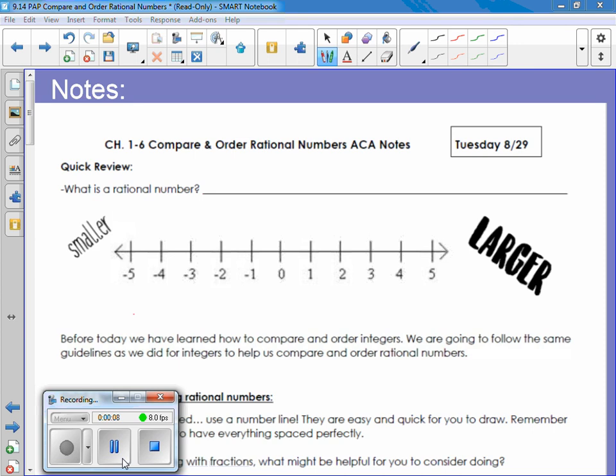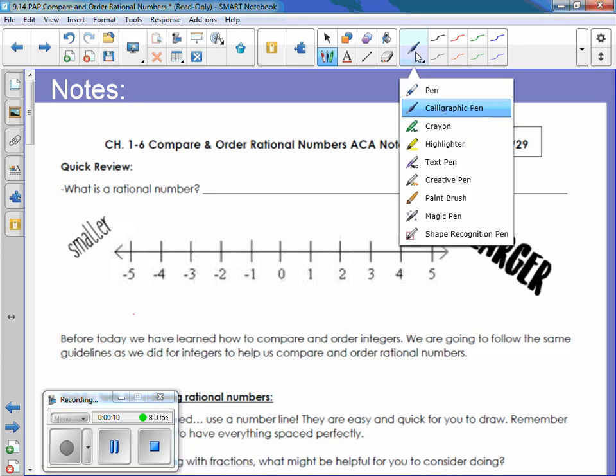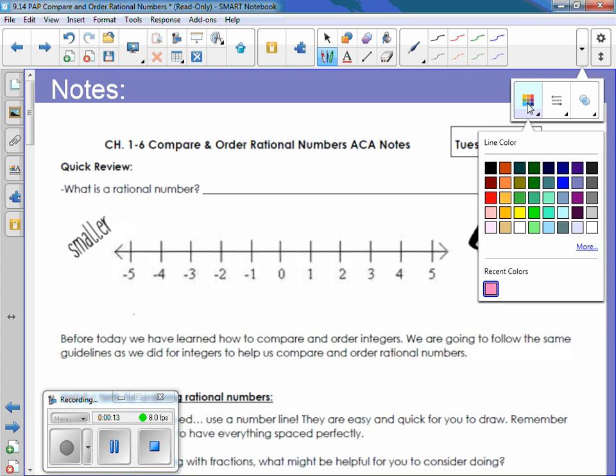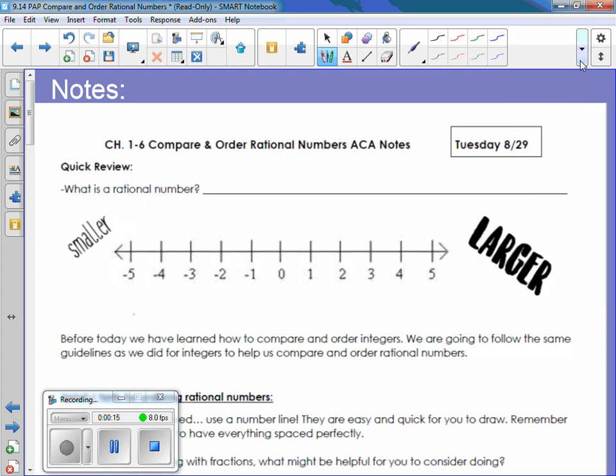Okay, so what we're doing today is we're comparing and ordering rational numbers. Now we've already compared and ordered integers, right? We should feel pretty confident about that. We did pretty well on our quiz with that.